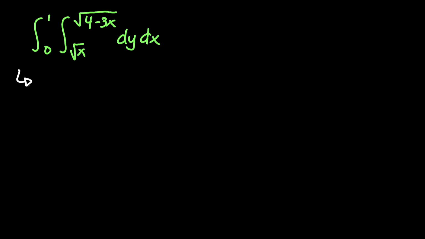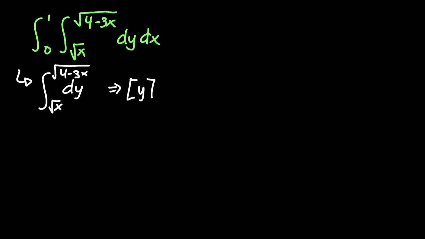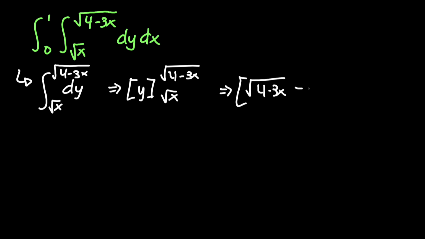Next example. So we will copy this first. So it will be the integral of dy with the upper limit of square root of 4 minus 3x and lower limit of square root of x. Integrating dy, it would be simply y. And so the value for this would be equal to square root of 4 minus 3x. Subtract this by square root of x.